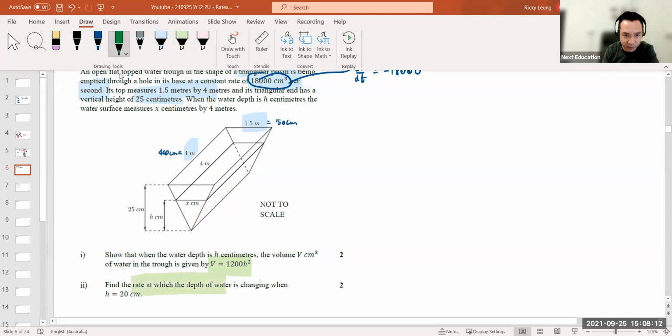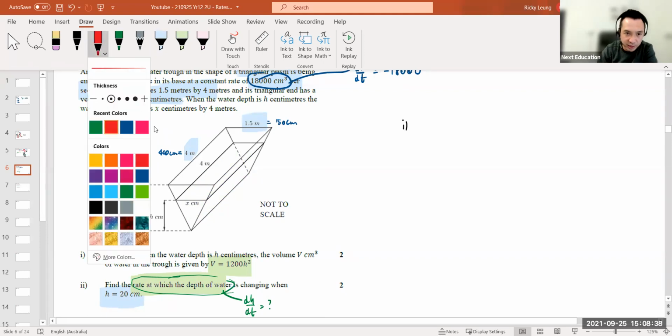So what are they asking for there? The depth of water is defined as h. So this would be dh dt, question mark, when h is 20. Beautiful. So for the similar triangles, if you take a cross section, you have a picture that looks like this. I was using red before, so let's do that again. You can see the similar triangles here.